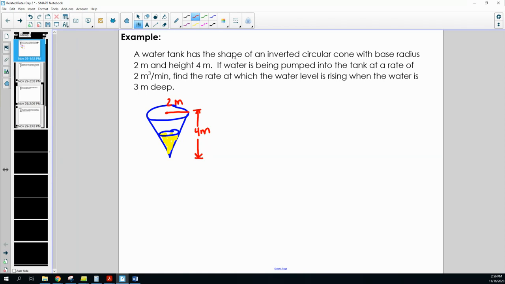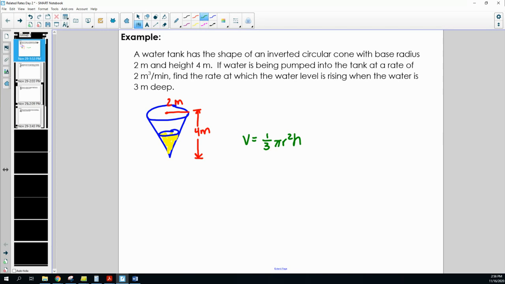So this is an inverted circular cone. So there's only one formula that we could possibly use for this, which would be V for volume is equal to 1/3 pi r squared h. That would be the volume of a circular cone.